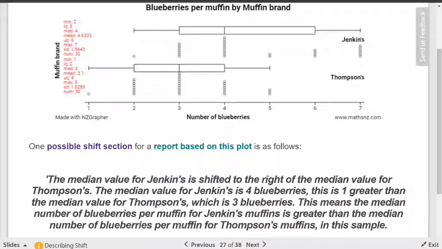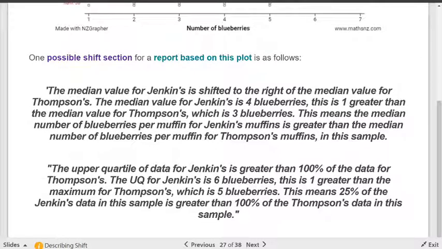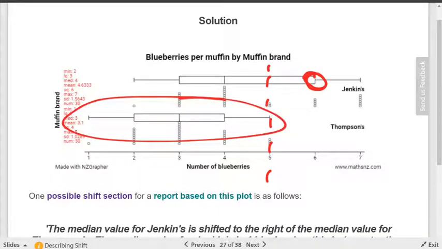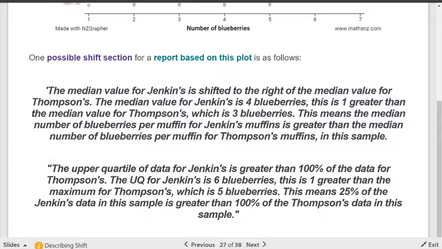Right? Now, they continue to talk about the other one. The upper quartile of data for Jenkins is greater than 100% of the data for Thompson's. So look back at the graphs and see here. Here is the upper quartile of the data for Jenkins, right? Here is where all of the data, the maximum for the Thompson's ends. So this upper quartile is greater than 100% of the data from this one. Do you agree? Okay, so the upper quartile for Jenkins is 6 blueberries, which is 1 greater than the maximum for Thompson's, which is 5 blueberries.